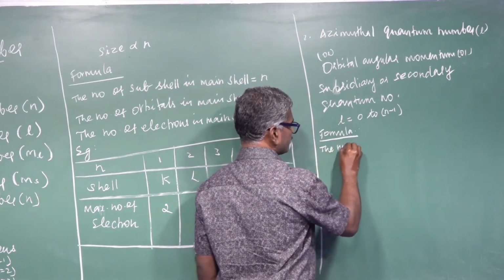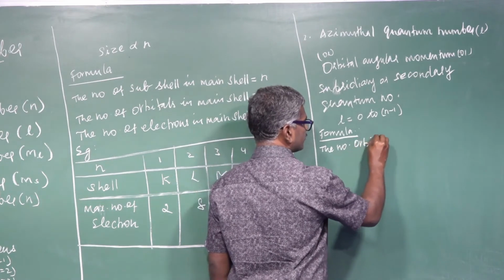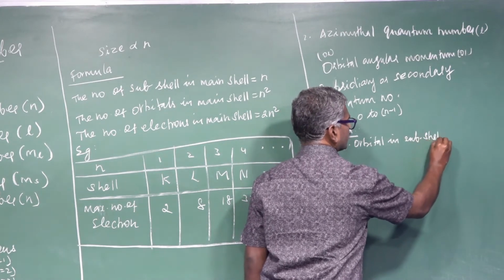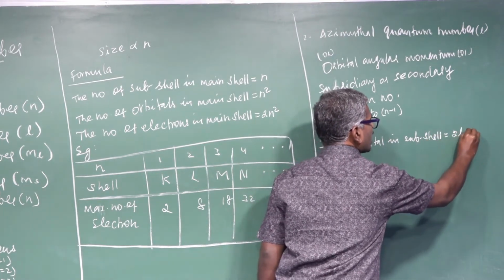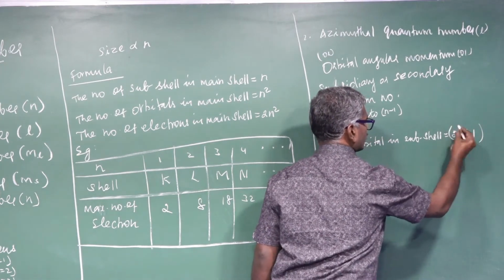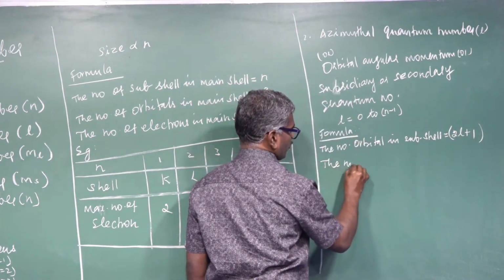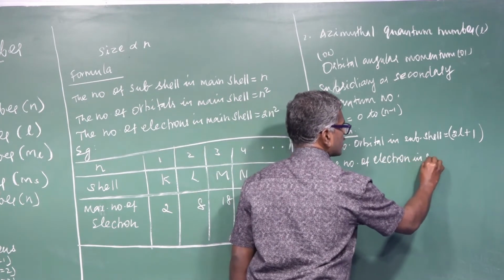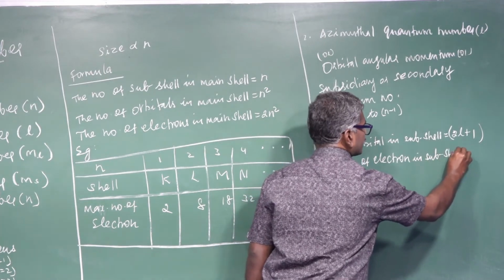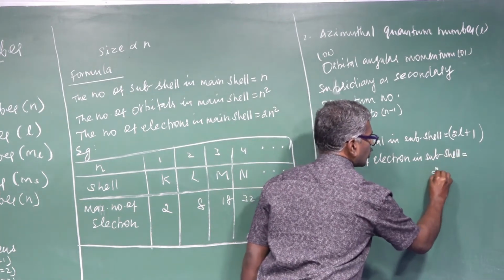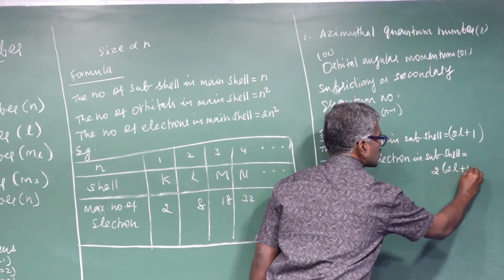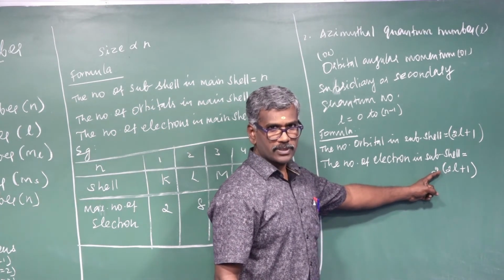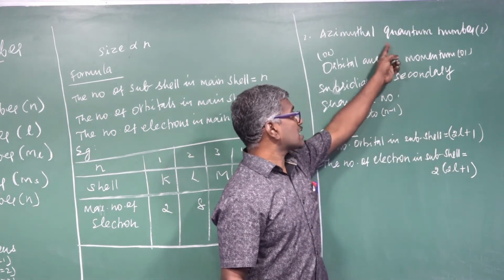This is covered by a formula. The number of orbitals in a subshell should be equal to 2l plus 1. The number of electrons in a subshell should be equal to 2 into 2l plus 1. This type of question may be asked for 1 mark. Clear? It is the azimuthal quantum number.